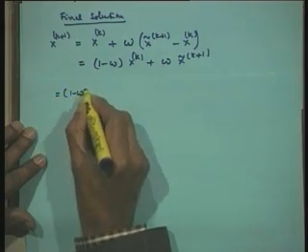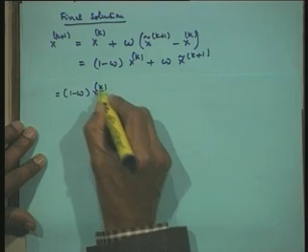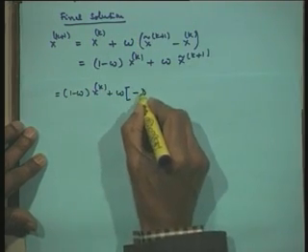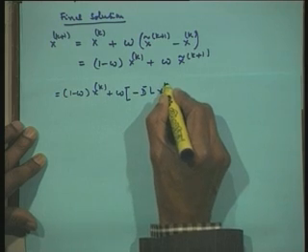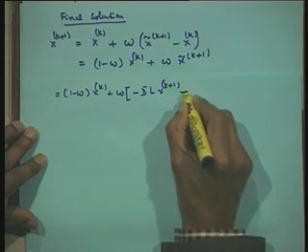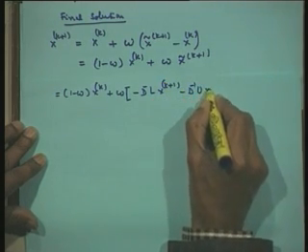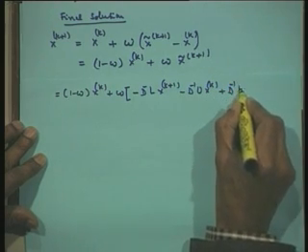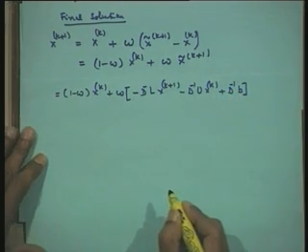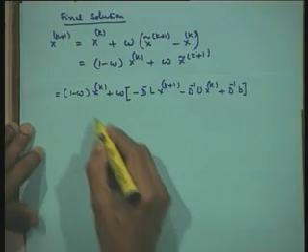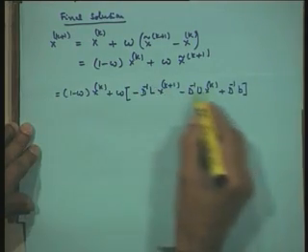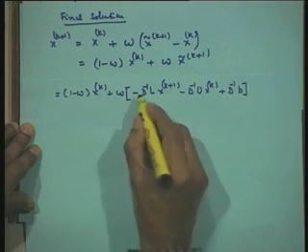Therefore, I would get 1 minus omega x k plus omega into minus D inverse L x k plus 1 minus D inverse U x k plus D inverse b. Before I simplify it further, I would like to pre-multiply this equation by D, so that I can remove this D inverse from here.